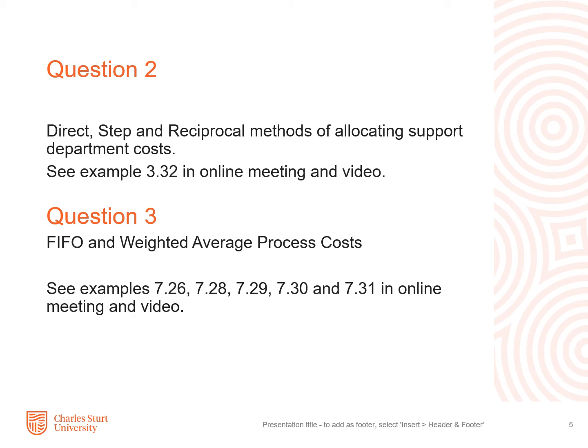Question 3, we look at first in, first out and weighted average process costs. There are examples 726 and 728, 729, 730 and 731. These last ones are really an extension of 728. I'll be going through bits of this in the online meeting, and I will be preparing some videos before we get to the topic so that if you don't go to the online meeting, you can download individual videos on these particular questions.